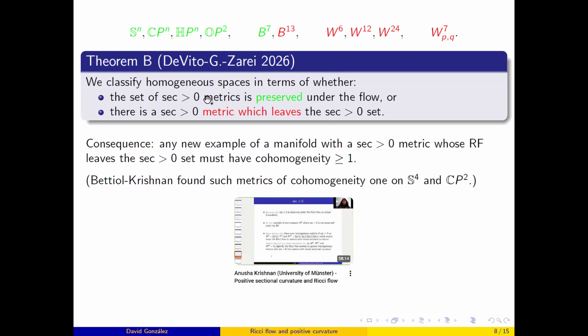So a consequence of all these results I have mentioned in the last two slides is that by now we know that the Ricci flow does not preserve positive curvature in dimensions 4, 6, 7, 12, 13, and 24. So again, it is expected that it is not preserved in any dimension at least 4, but we only know it in 6 dimensions. Okay.